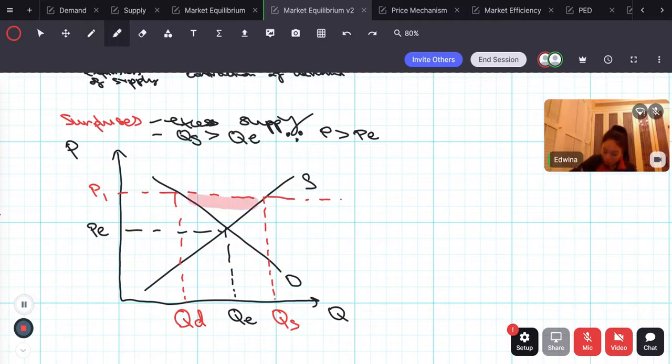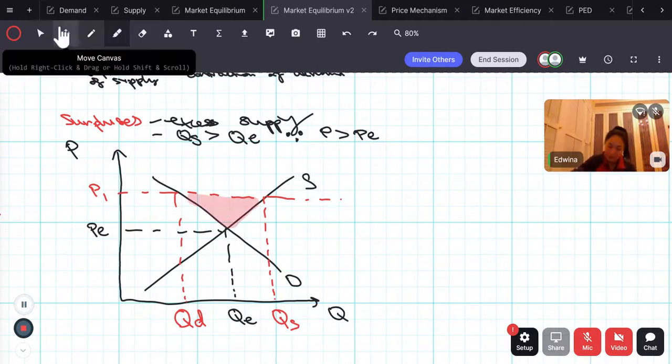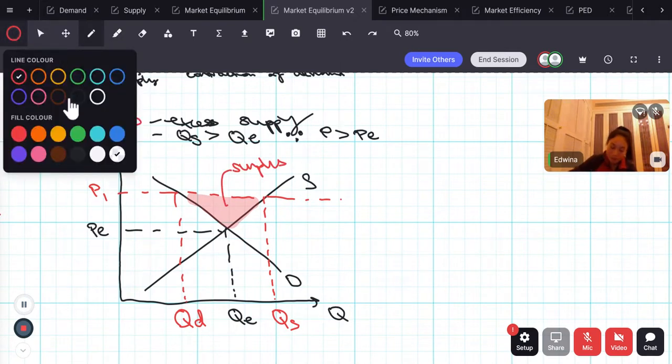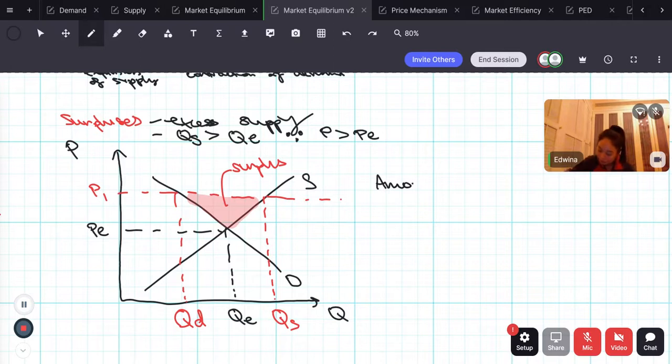And so we can use a highlighter to highlight this section, and this section just represents our surplus. But the amount of surplus is actually the difference between quantity supplied and quantity demanded, because we know there's more quantity supplied. And so the difference is QS minus QD, and that is the difference between supply and demand at that specific price point of P1. And so there is a surplus, and that means there's too much of the product within the market right now because of such a high price point.